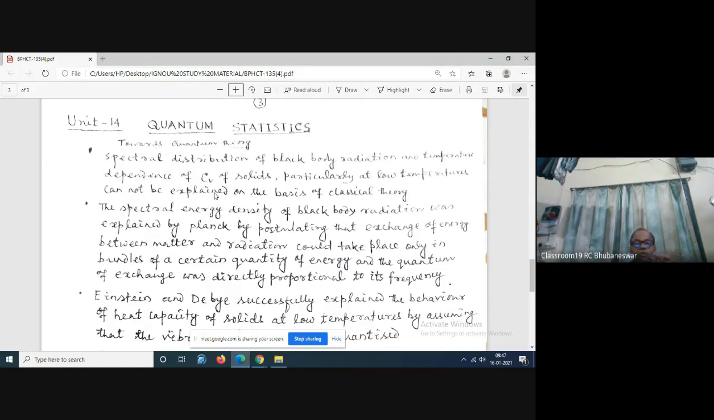Quantum means a fixed value, and that is why the name is the quantum theory. So the energy exchange between radiation and matter takes place in bundles of a certain minimum quantity of energy, and the quantum of exchange was directly proportional to its frequency. That is, the energy contained in the packet is proportional to the frequency of radiation. So if the frequency of radiation is high, the bundle contains more energy. If the frequency is low, then the bundle contains small energy. Right?